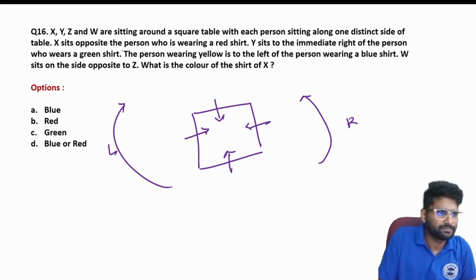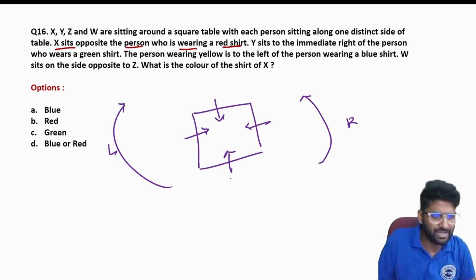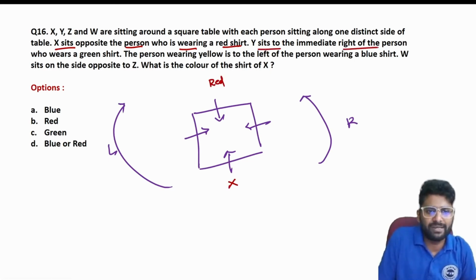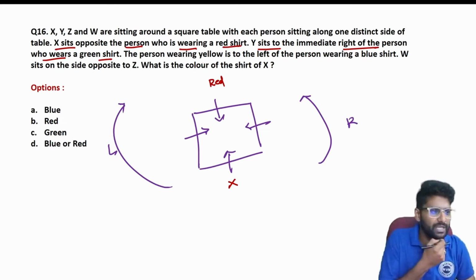Now see, X sits opposite to the person who is wearing red shirt. Okay, you can place anywhere, guys. You can take one of the positions for X, then the person placed opposite must be red. Y sits immediate right to the person who wears green shirt. So hold this one. We don't know where Y is sitting. The person wearing yellow is left to the person who is blue. Okay, we'll hold that point again.